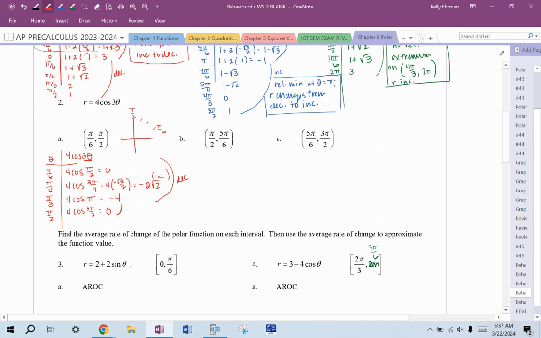So from negative 4 to 0, the graph is increasing. That means that we went from decreasing to increasing. So r has a relative minimum at theta equals pi over 3 because r changes from decreasing to increasing.